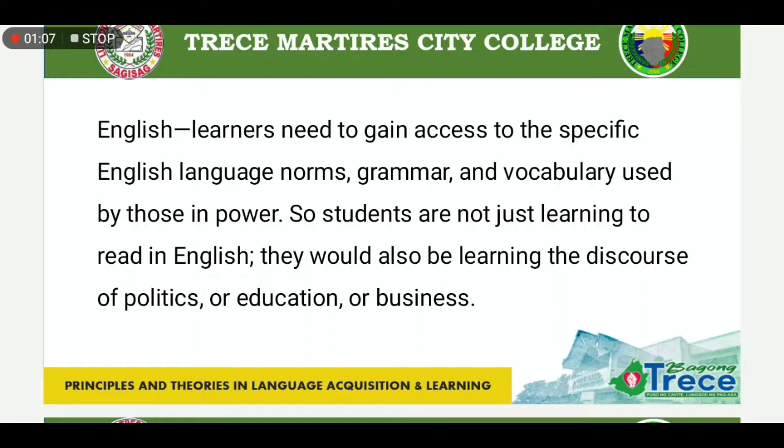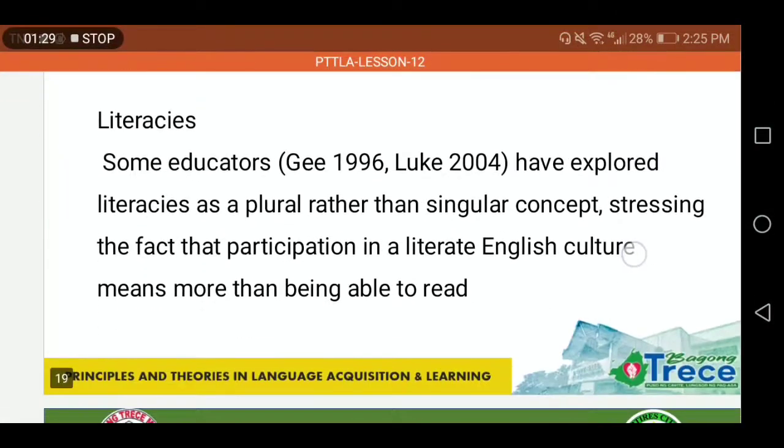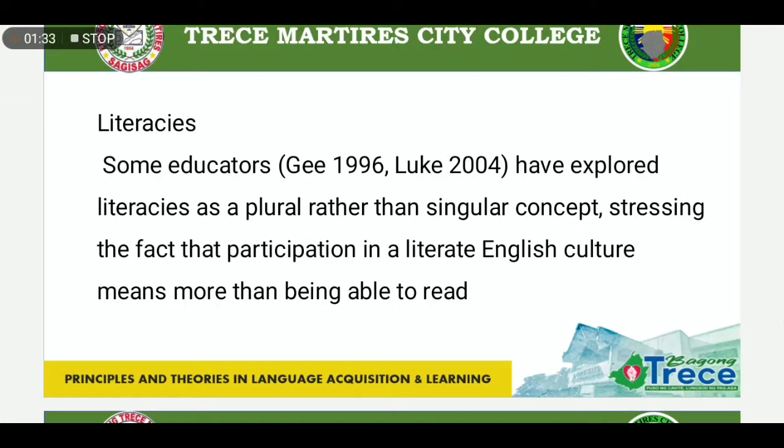What we do about critical pedagogy should not be determined by someone else who may be unfamiliar with our teaching context or our political orientation. However, if we wish to become more critical in our teaching, here are a few ideas that have been discussed. Literacies: some educators, Gee 1996 and Lo 2004, have explored literacies as a plural rather than singular concept, stressing the fact that participation in a literate English culture means more than being able to read.